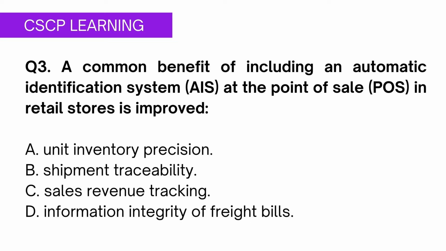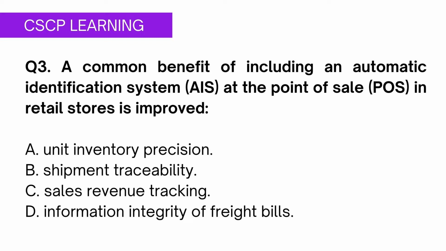Question 3. A common benefit of including an automatic identification system at the point of sale in a retail store is improved. Improved what? Okay, we have to find it out. Option A, unit inventory precision. Option B, shipment traceability. Option C, sales revenue tracking. Option D, information integrity of freight bills.